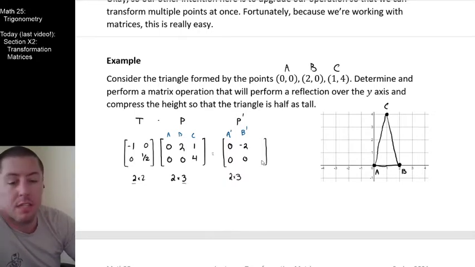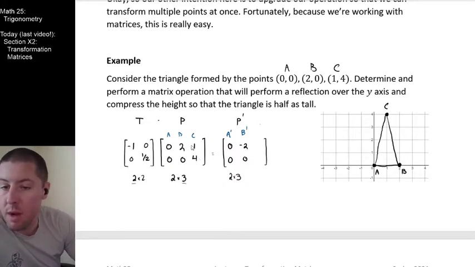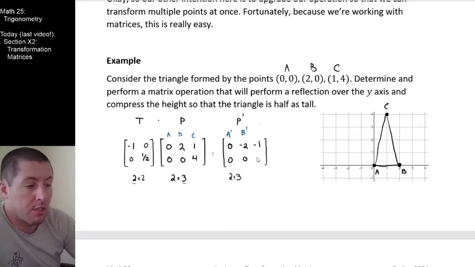Let's do our last column of terms. This should be first row, third column. So I'm going to do first row dotted with the third column. That's negative 1 times 1, which is negative 1, plus 0 times 4, which is 0. So in total, I got negative 1. Then for the very final one, second row, third column, I'm going to do second row dotted with the third column. 0 times 1 is 0. 1/2 times 4 is 2.